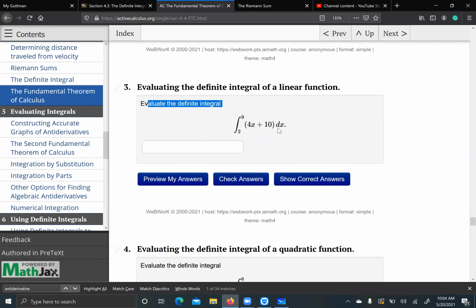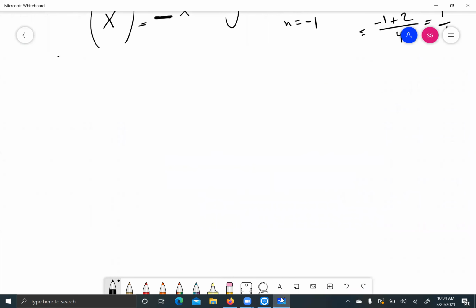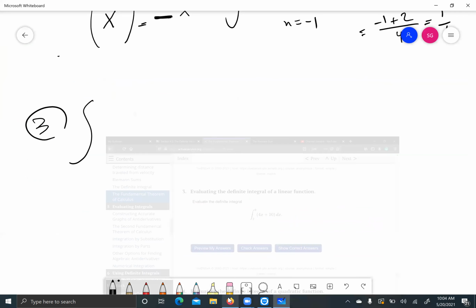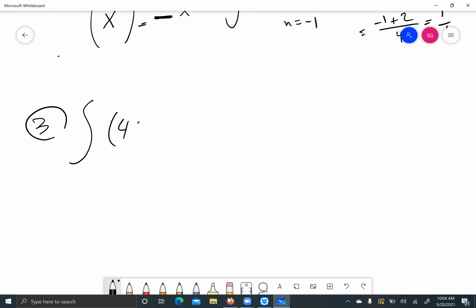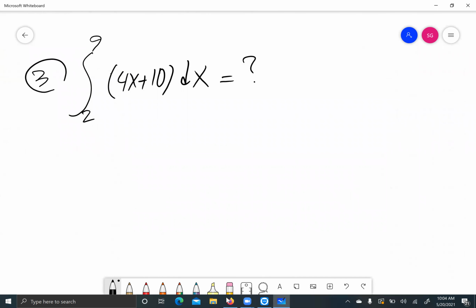And with the same idea, let me also show you this one. Number 3. Let's evaluate the integral of 4x plus 10 dx from 2 to 9. What is this, right? We need to take the antiderivative. So the question is, what is the antiderivative of this function?